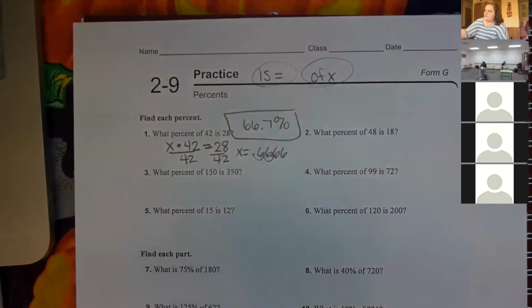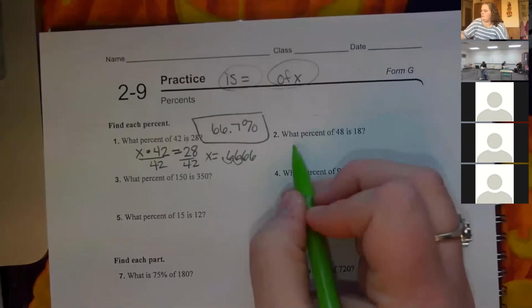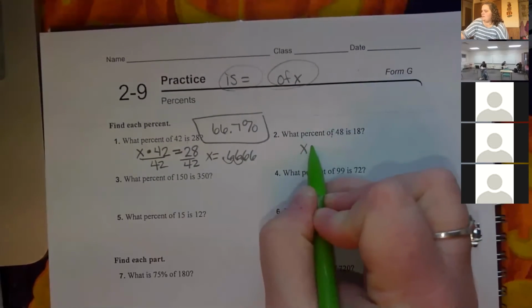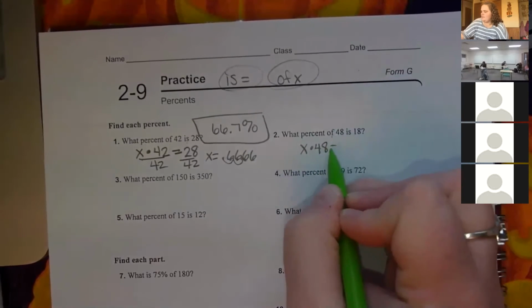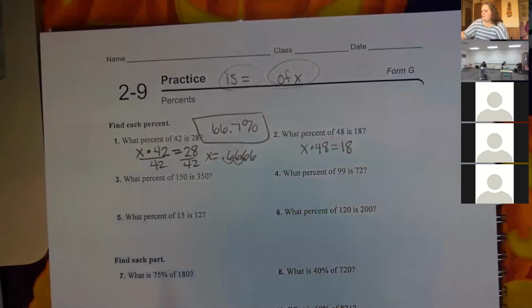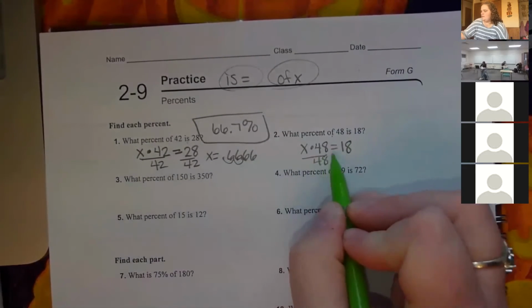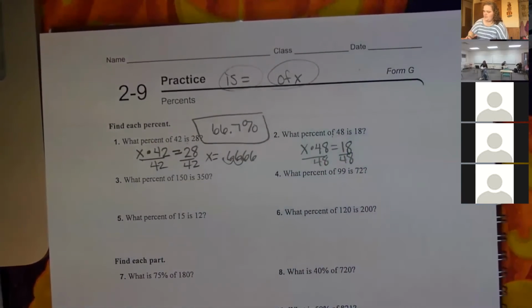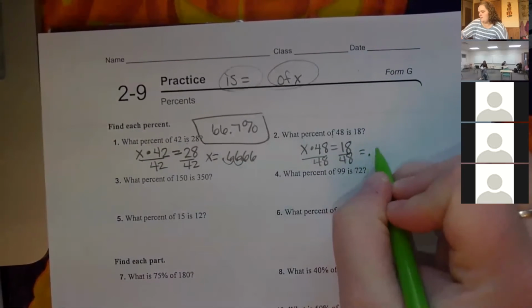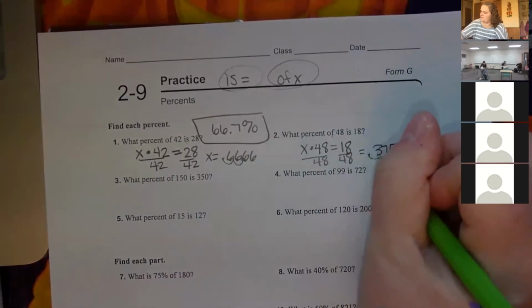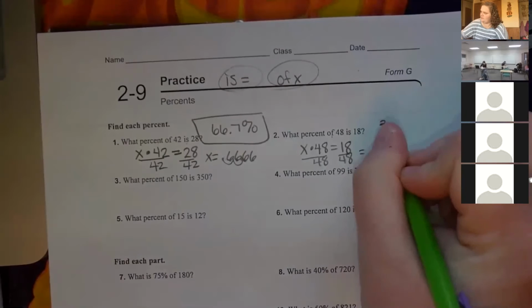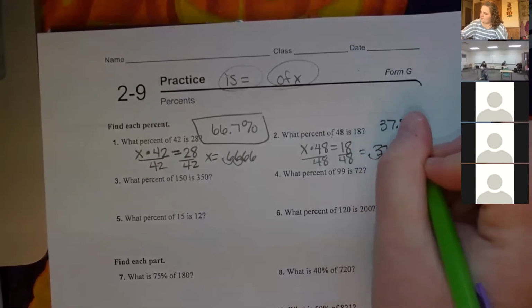We'll try another one of those. It says, what percent on number 2, so X, of means multiply, 48, is means equals 18. So then we're dividing by 48 on this one. Take 18, divide by 48. It's going to get you a decimal. It's going to be 0.375. Times that by 100, which is moving the decimal over twice. So that'd be 37.5%.